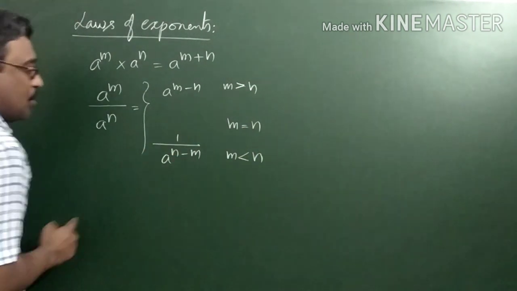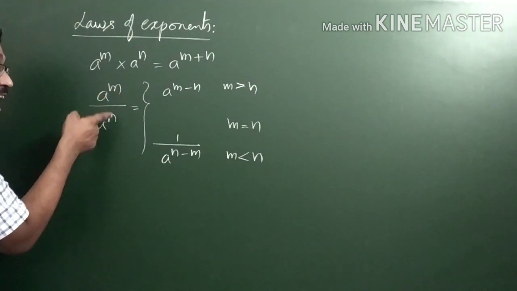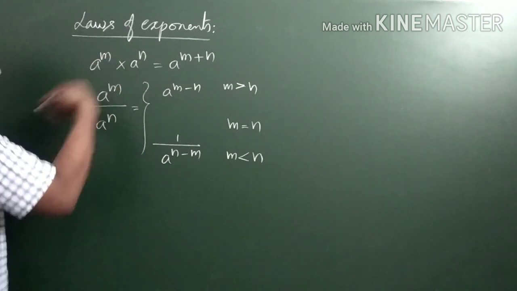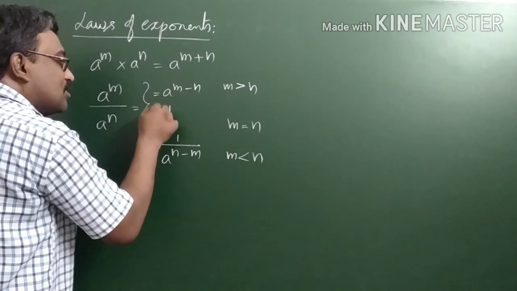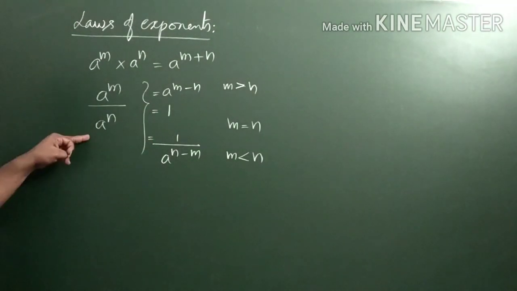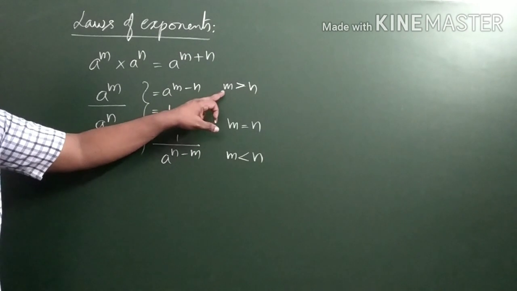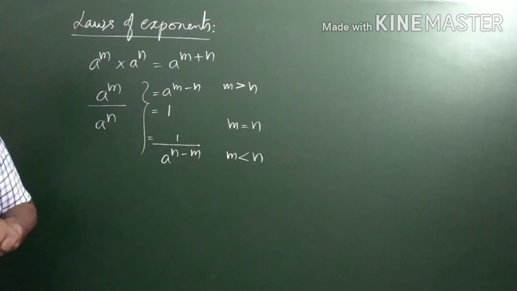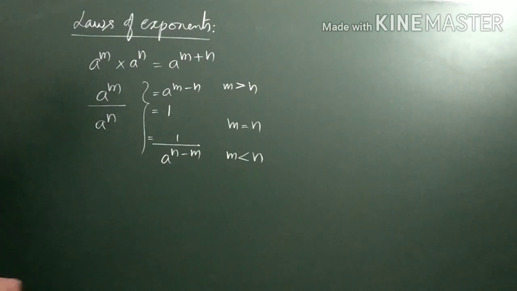If m is equal to n, both the powers are same. A power m by a power m, both are same. Cancelled by 1, so the value is 1. So a power m by a power n, we have three formulae based on the condition m greater than n, m is equal to n, and m is less than n.